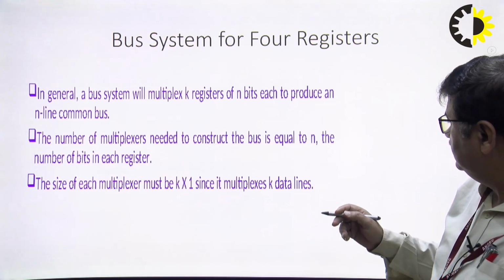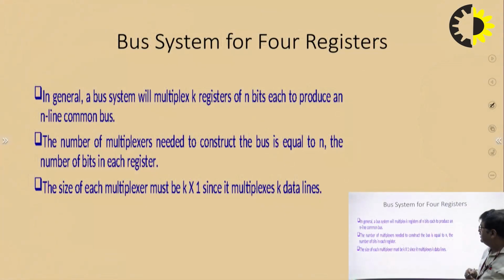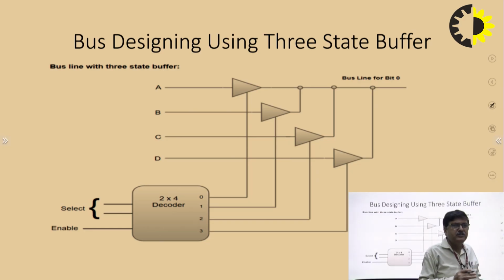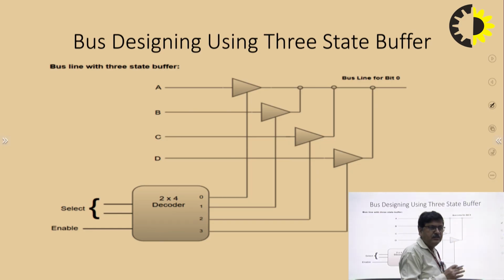The size of the register is k data lines. Now you can understand that using the multiplexer we can design the common bus system. But another way of designing the bus is the 3-state buffer. We can discuss it in the next lecture.